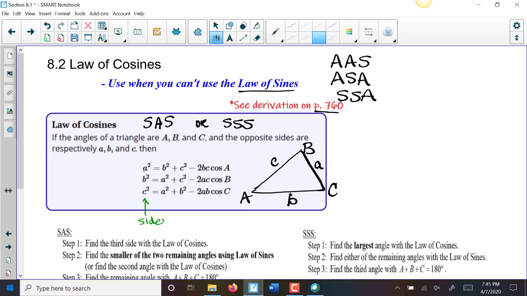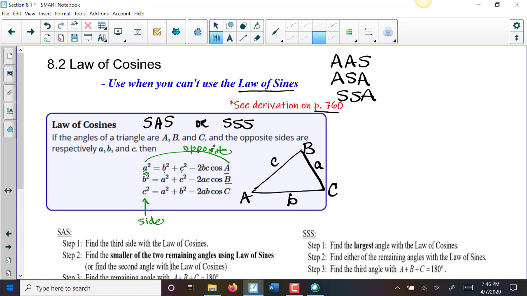That means if you're going to use it to find a side, then you have to know everything else. If you're trying to find side a, you must know side b and side c, and capital A, which happens to be the angle opposite that side. So you could be using all three sides, or you could be using two of the sides and finding the third.